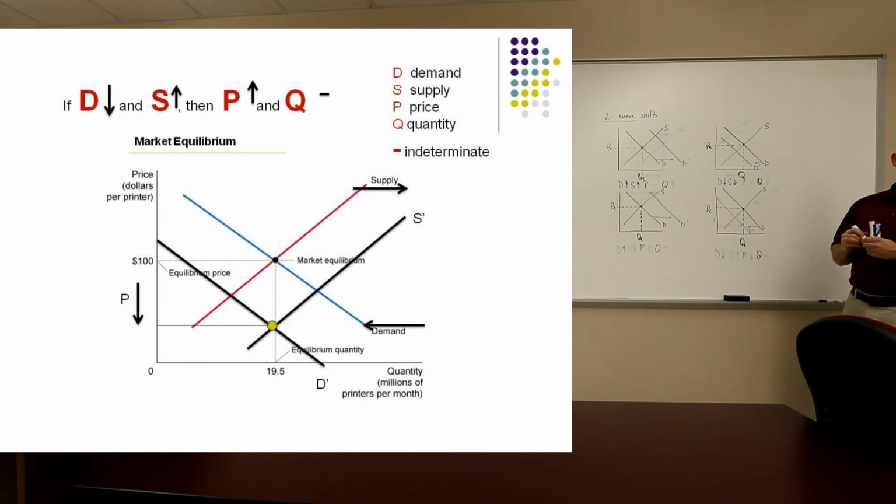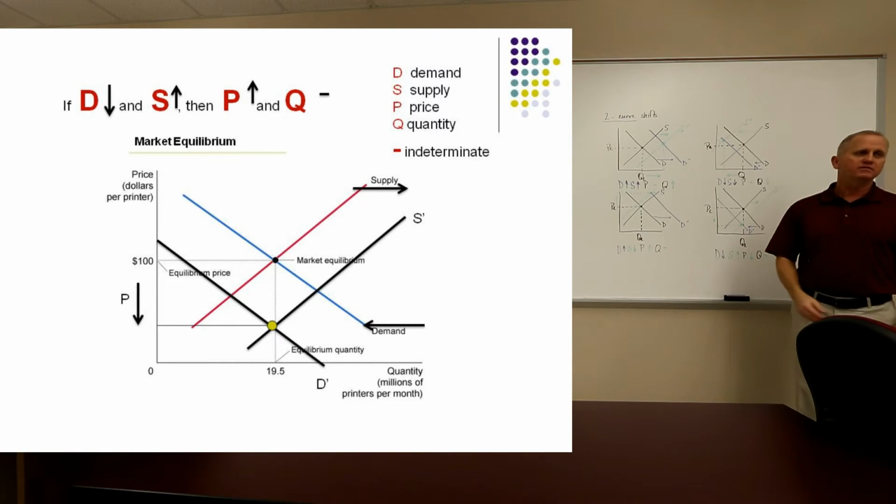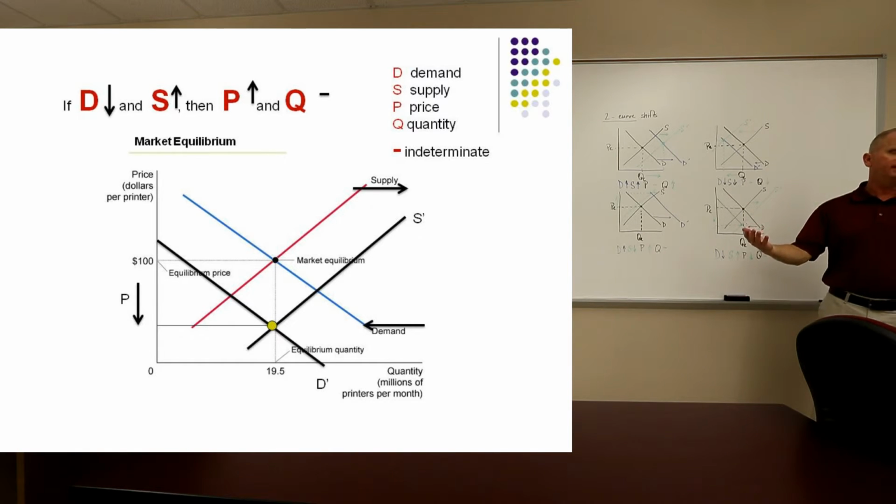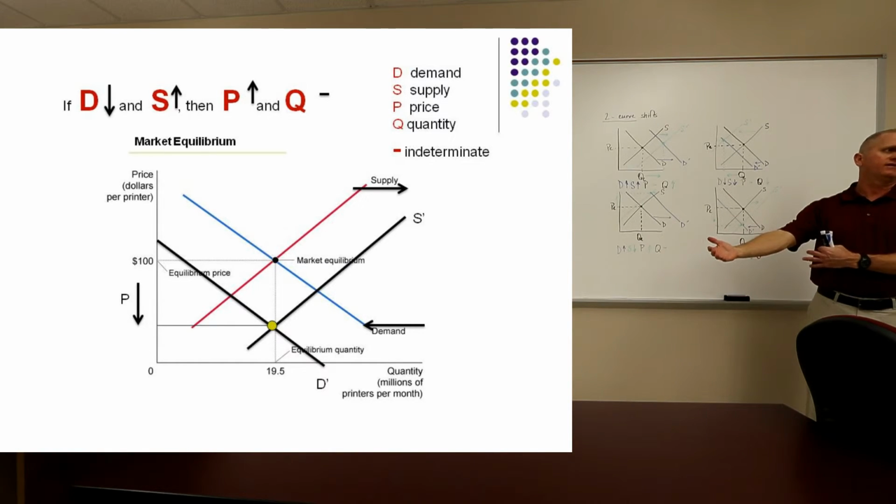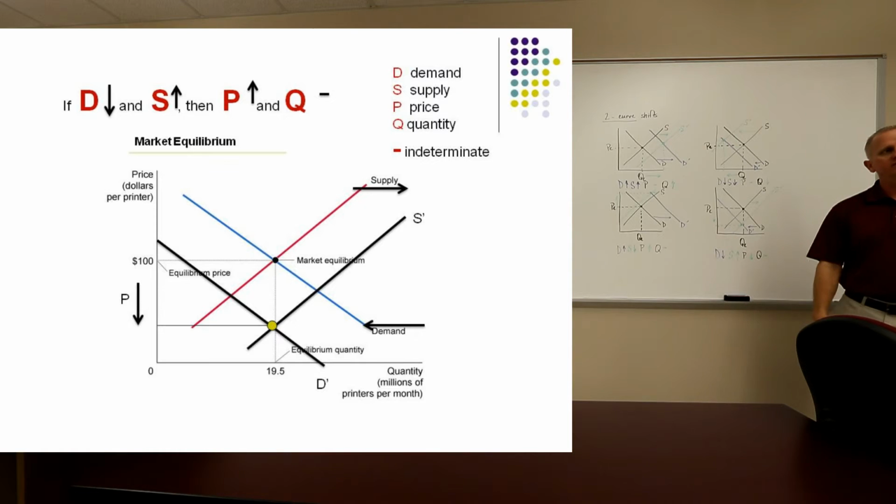Think about it. If the demand dries up, but the supply is increasing, there's too many out there, there's not enough buyers, price is falling. They've just got to.